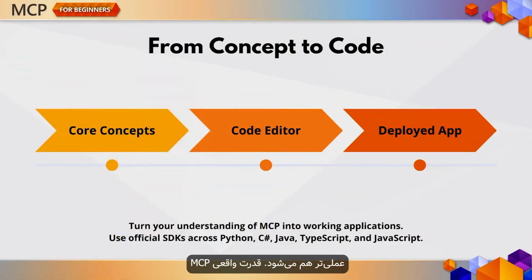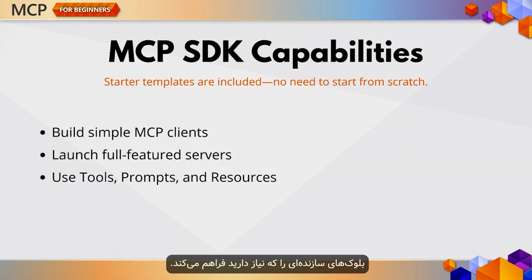The real power of MCP isn't just in understanding how it works, it's in applying it. This chapter bridges the gap between theory and practice, giving you the tools to implement MCP across multiple programming languages, using official SDKs built for C#, Java, TypeScript, JavaScript, and Python. Each SDK provides the building blocks you need. There are simple MCP clients, full-featured servers, and support for key MCP features like tools, prompts, and resources. You'll find example projects and starter templates in the MCP samples directory, so you don't have to start from scratch.